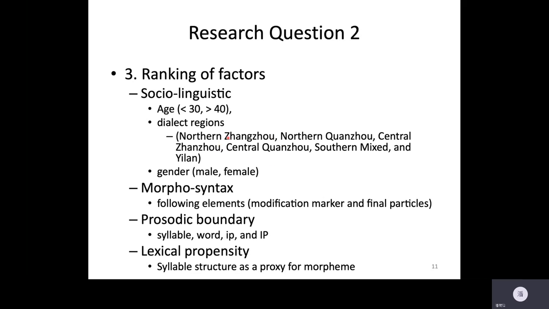The sociolinguistic factors included age, gender, and dialect region. The morpho-syntactic factors included syntactic elements such as the modification marker and final particle. The prosodic elements included prosodic boundaries, and the lexical factors included the percentage of Sandhi and bass tone produced for each morpheme.